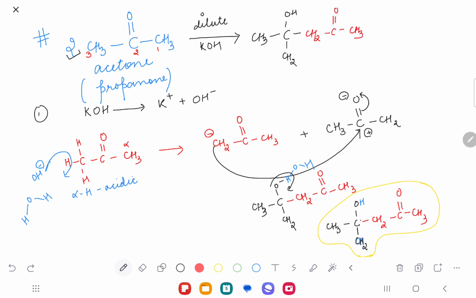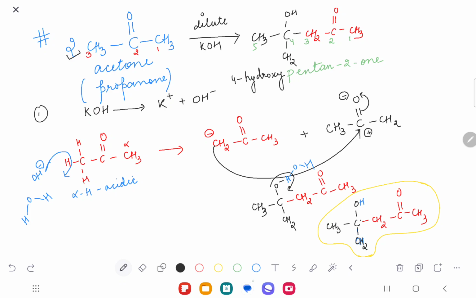And how do I name this compound? The naming shall be 1, 2, 3, 4, 5. So the word root shall be pent. All the carbons are having a single bond, so it is going to be pentan-2-one. And on the fourth carbon, we will have OH. So I will have 4-hydroxy.